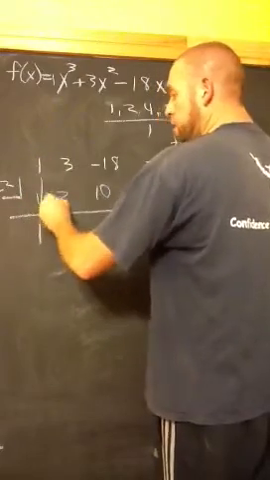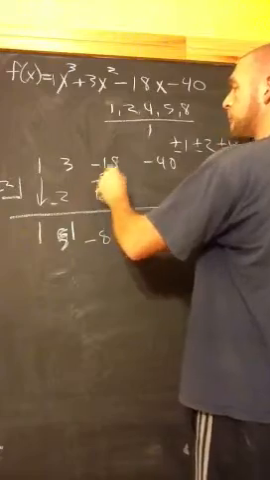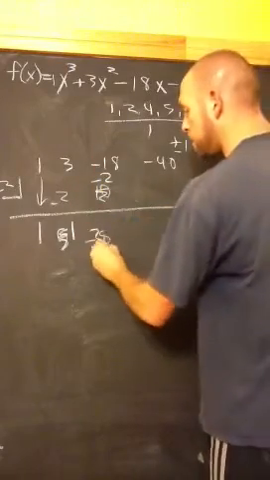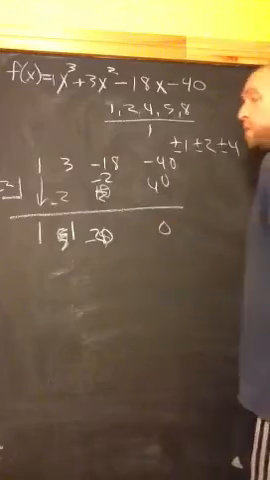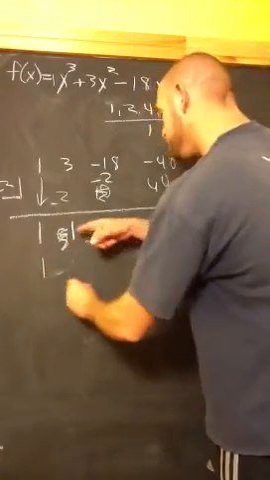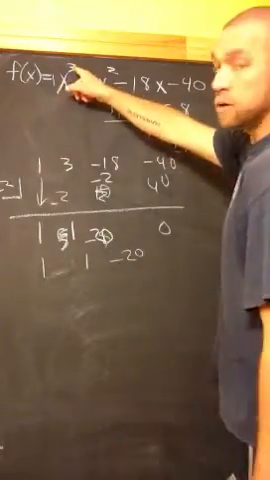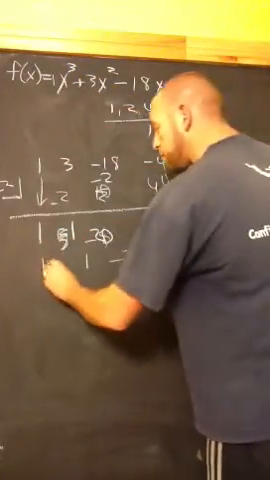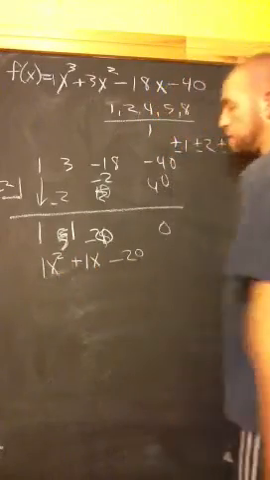Let's see if this works. We get a negative 2. We get a 1. We get a negative 2. We get a negative 20. We get a positive 40. And we get a 0. That's just what we wanted, right? So we get a 1, a 1, a negative 20. We start with an x cubed, so we realize this is going to be an x squared. If that's an x squared, this is an x, and we're good to go.